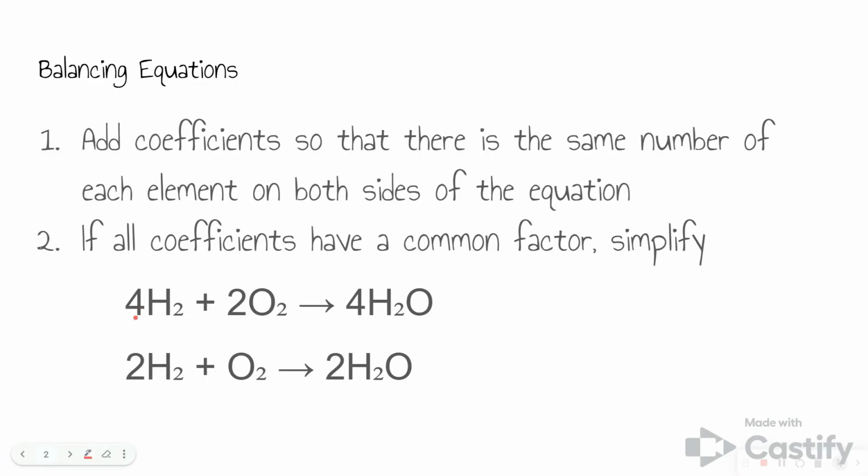It's important to note that we are changing the coefficients, these numbers in front of each compound. We are not changing the subscripts, because if we change the subscripts, then we are changing what the compound is. And finally, if all of our coefficients have a common factor, we need to make sure we simplify. So in this example, if we have 4 hydrogen molecules, 2 oxygen molecules that are yielding 4 water molecules, these all have a common factor of 2, so we need to simplify it to 2 hydrogen molecules plus an oxygen molecule yields 2 water molecules.